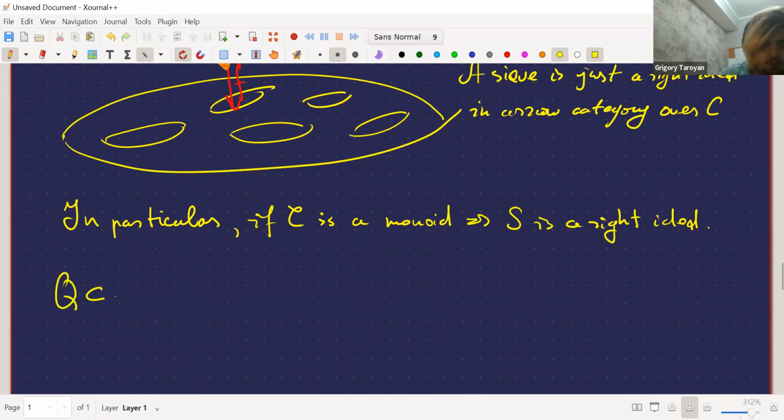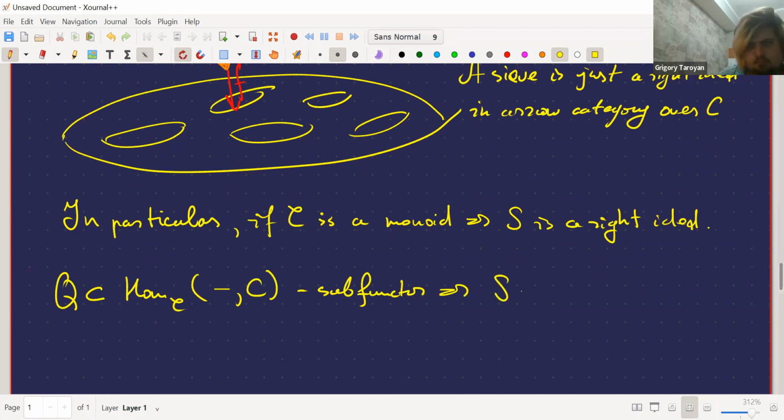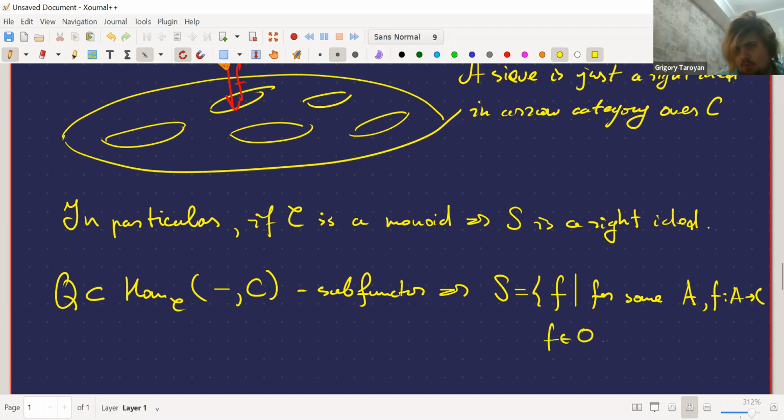Assume that we have a subfunctor Q inside of the functor of homomorphisms. Then S such that, for some A, for some morphism F from A to C, F belongs to Q of A.